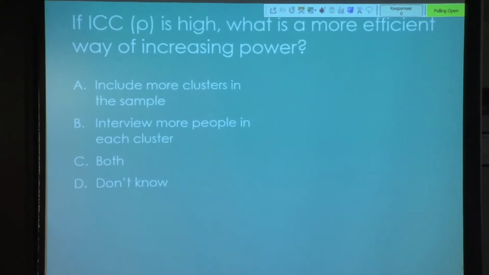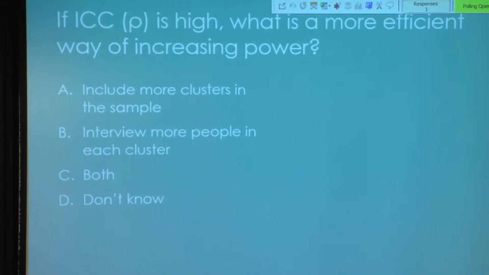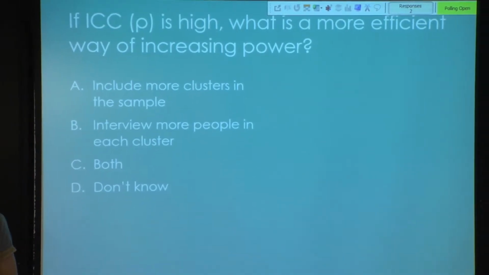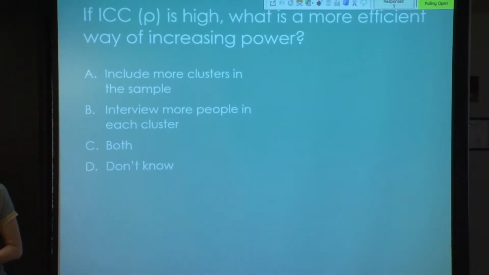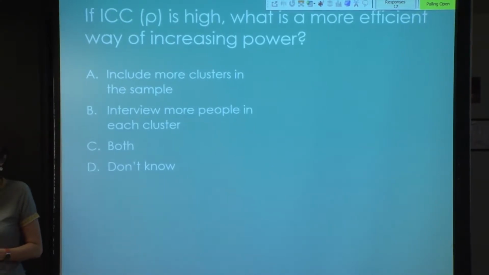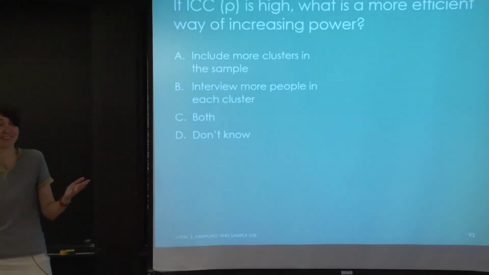So if ICC is high, what is the most efficient way of increasing power? So if people are very similar within the cluster to each other, what's the best way to increase power? Is it to have more clusters, or interview more people within a cluster, or both? Or you don't know? Again, I'm asking you the questions before I teach you the answer.